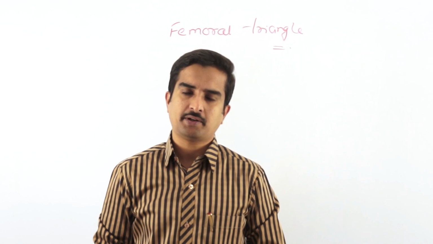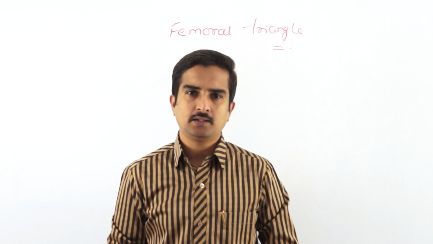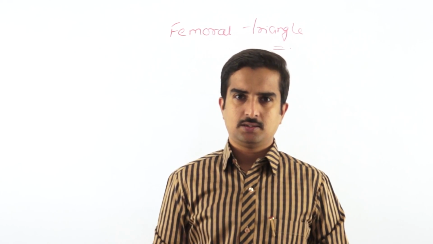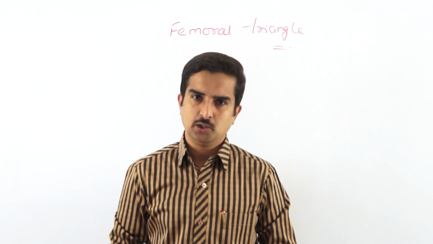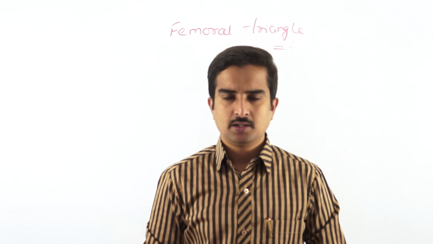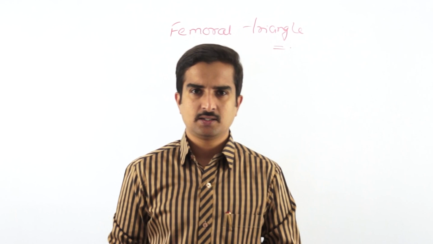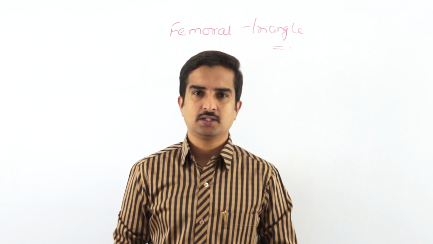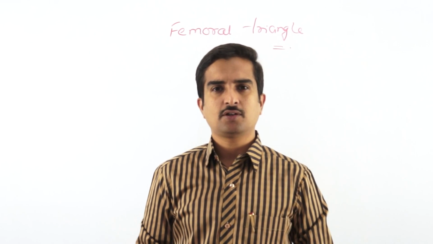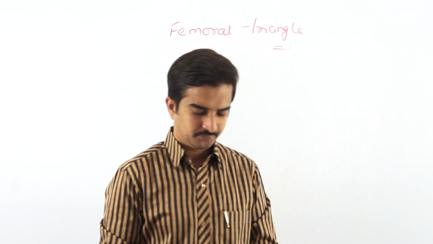So what is the femoral triangle? Femoral triangle is a triangular depression located at the upper one-third of the front of the thigh immediately below the inguinal ligament. Now let us see the femoral triangle, its boundaries, contents, and also we shall discuss what are the structures which are forming the roof as well as the floor of the triangle.